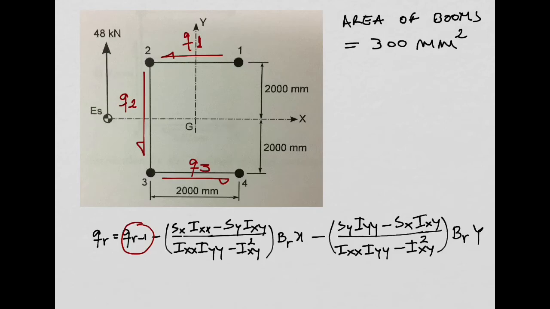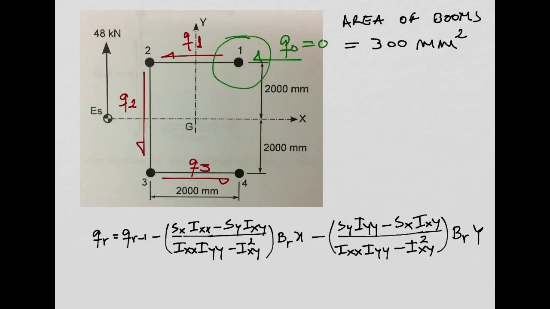This Q_{R-1}. Open cross sections are very easy because we start our analysis by seeing what is going to happen when I cross my boom number 1, which is located at this free edge of my cross section. And I know that before I cross this boom, this shear flow here, I can call it q0, is going to be equal to 0.